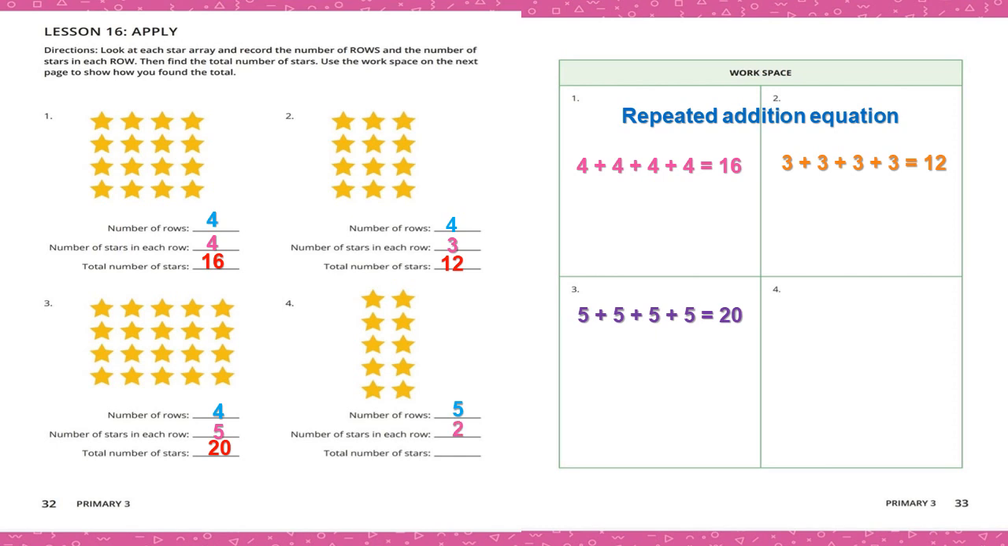Total number of stars. We have 2 stars in the 5 rows. Then we add 2 five times. 2 plus 2 plus 2 plus 2 plus 2. 2 plus 2 equals 4. 4 plus 2 equals 6. 6 plus 2 equals 8. 8 plus 2 equals 10. Then the total number of stars is 10.